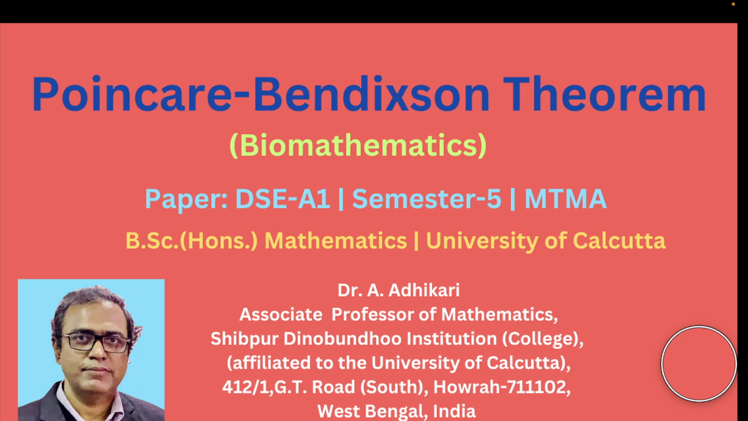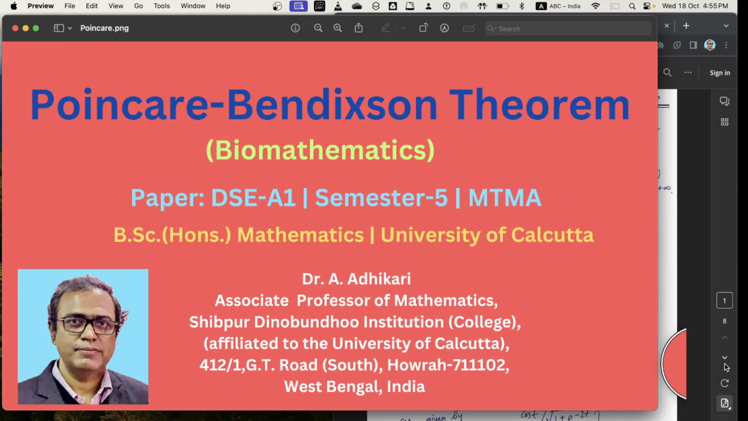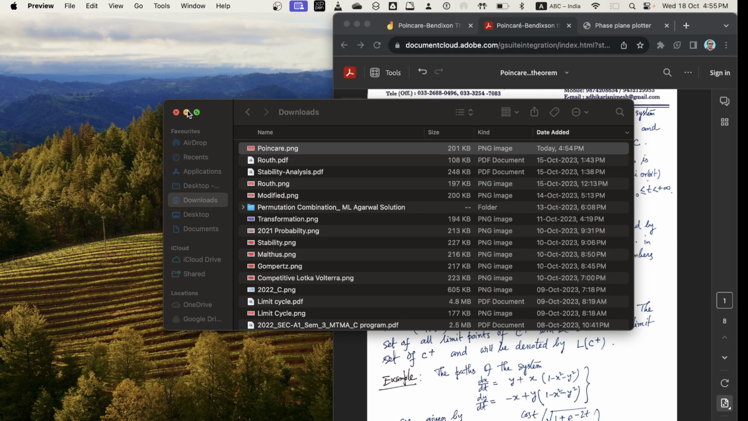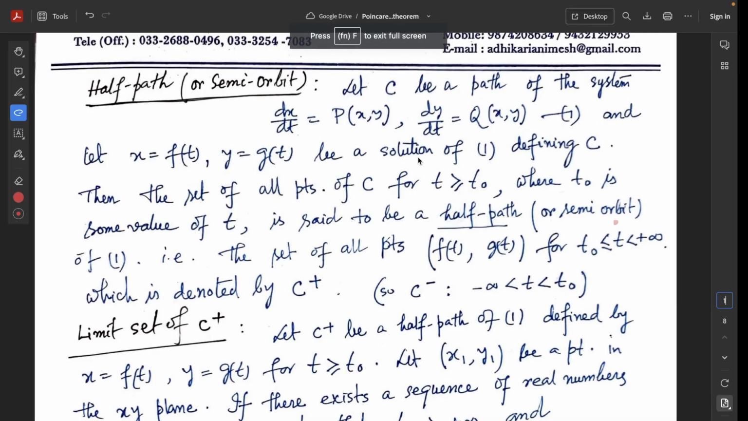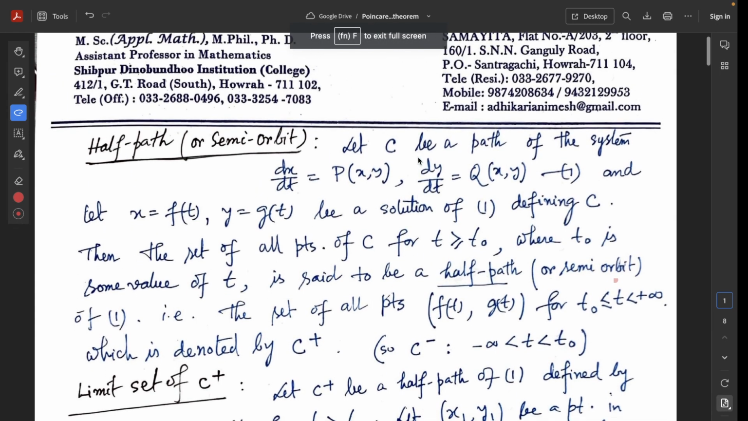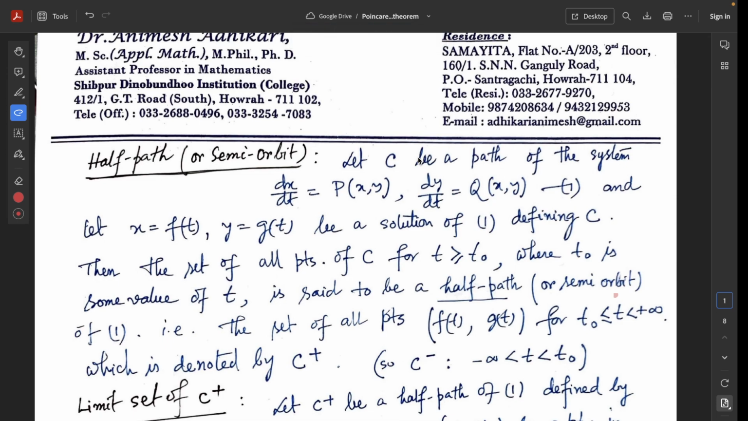Now we discuss the Poincare-Bendixson theorem. First, we discuss semi-orbit, limit set, and so on.